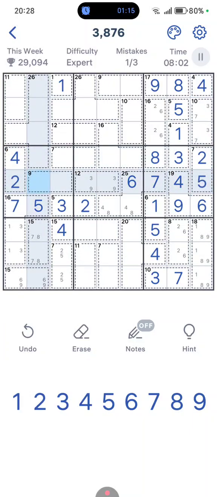So now 9. We should be able to answer this one. Actually, 2, 3, 4, and 5 can't be that, so that has to be a 6. That has to be a 1. This is a 1. This is an 8. This is a 9.